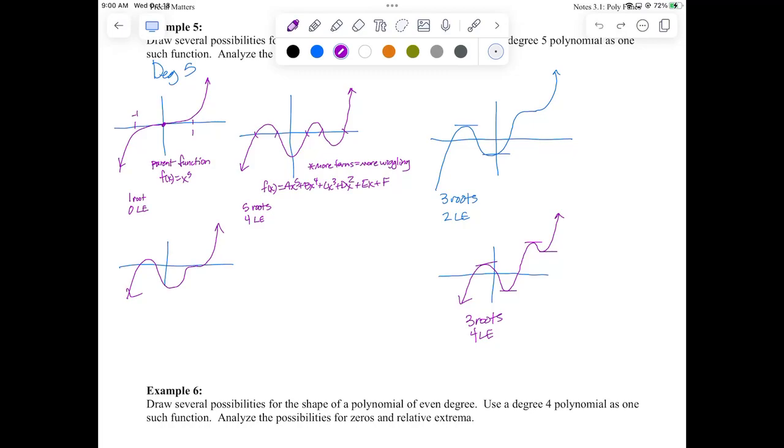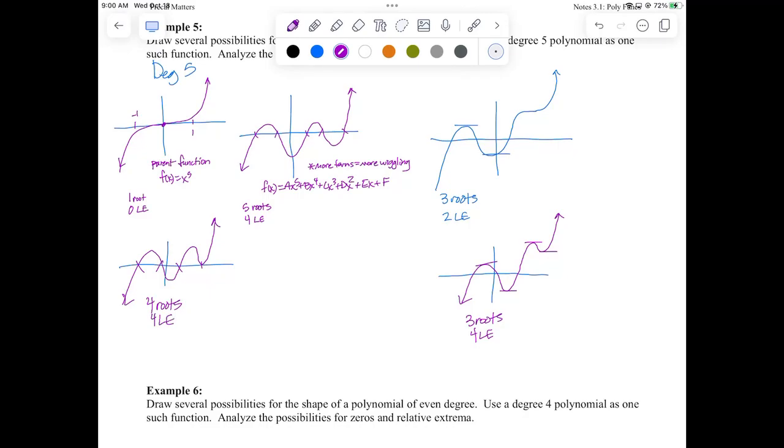That's not worth drawing. Let's do this. What if it does this? 1, 2, 3, and then it comes down and bounces. There you go. That's what I wanted to do. What if it bounces for that next one? How many roots does it have now? 1, 2, 3, 4 roots. 4 roots, and it's back to 4 local extrema.